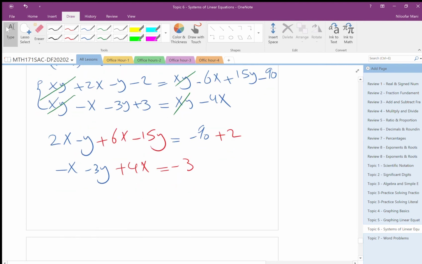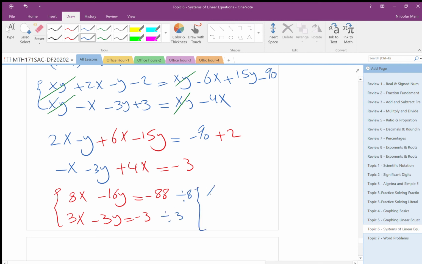Okay, I just simplify. So here is 8x minus 16y equal minus 88, and then I have 3x minus 3y equal minus 3. I can make it easier. How? I can divide both sides by 8 and divide both sides by 3, and then I have x minus 2y equal minus 11. I have x minus y equal minus 1, and then I can solve this one. The rest can be homework.